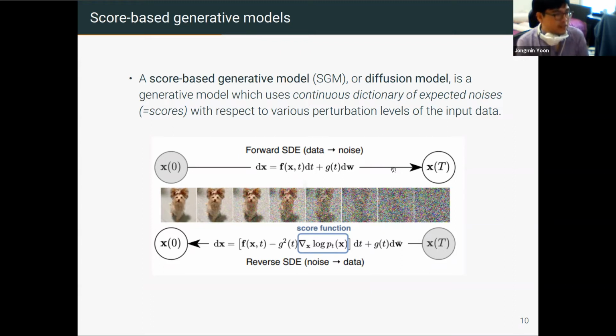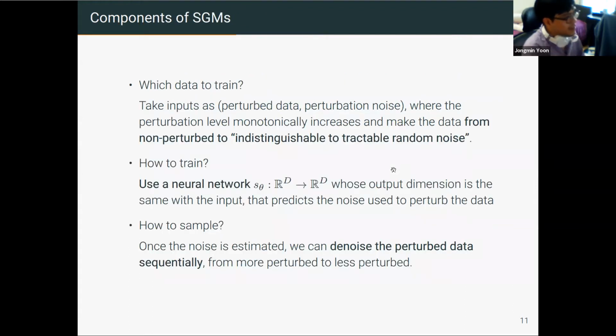And given the random noise data, on the next page we recover the data distribution from this random noise distribution given by the score function. Given this forward SDE and reverse SDE, when the score function is well estimated, this is enabled. There are mostly three components of the score-based generative models. The first is which data to train. We take pairs of perturbed data and perturbation noise, where the perturbation level monotonically increases and makes the data go from non-perturbed to data which is indistinguishable from tractable random noise.